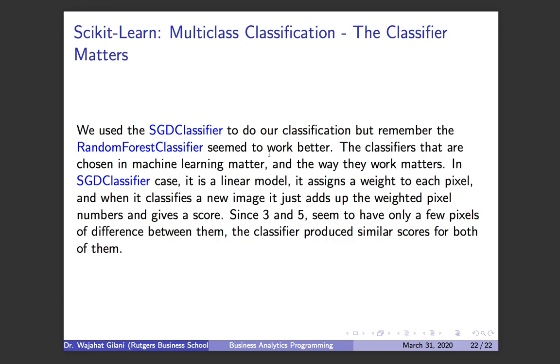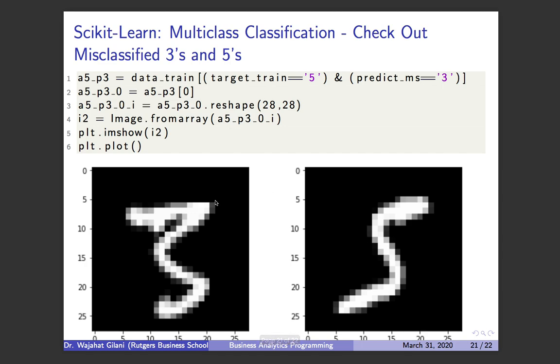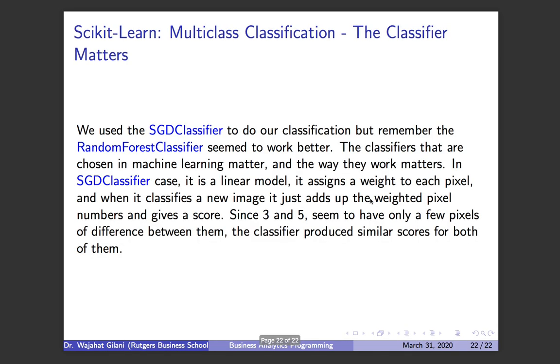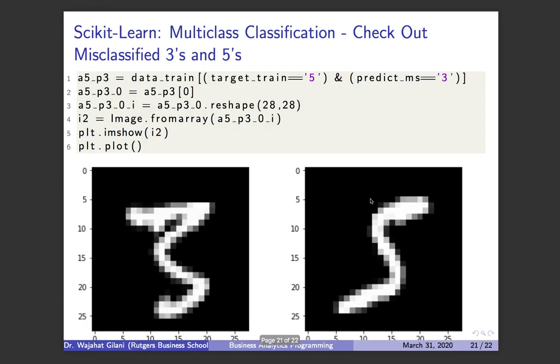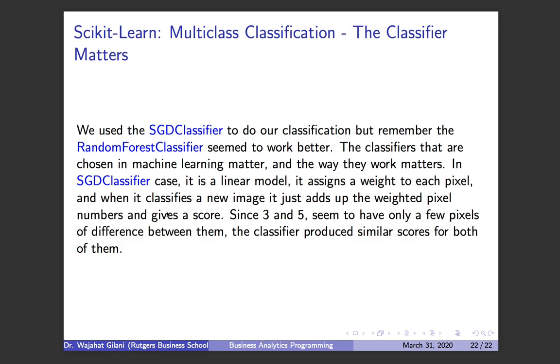Since 3 and 5 are so similar over here, all these pixels are getting scored and adding up. The only difference in scores between 3 and 5 is this one. So 3 has these additional scores right here, whereas 5 doesn't have them. But because it's only a few pixels off between that line on top for 3 and not for 5, the classifier produced similar scores for both of them, because it's only off by this small amount. And because the scores are similar, you're getting those results.